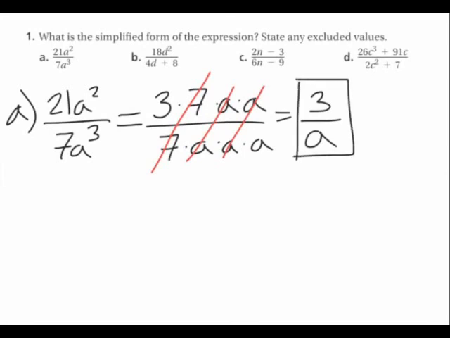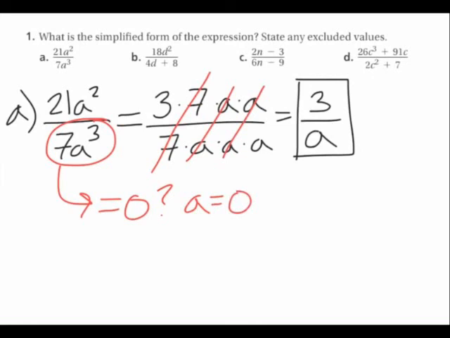But what is an excluded value? What number can we stick in for the variable that will make the denominator equal to 0? Well, if a is 0, then the denominator of the fraction is equal to 0. So that is our excluded value.